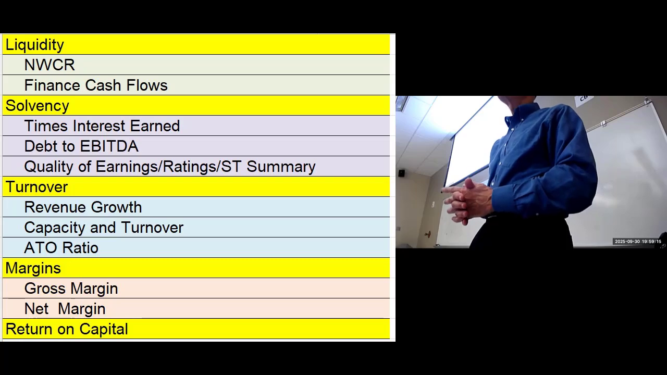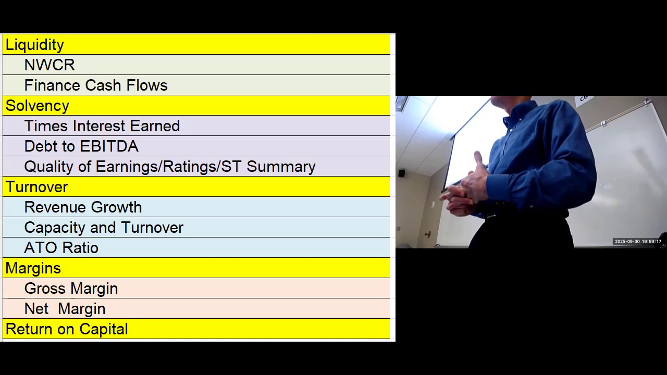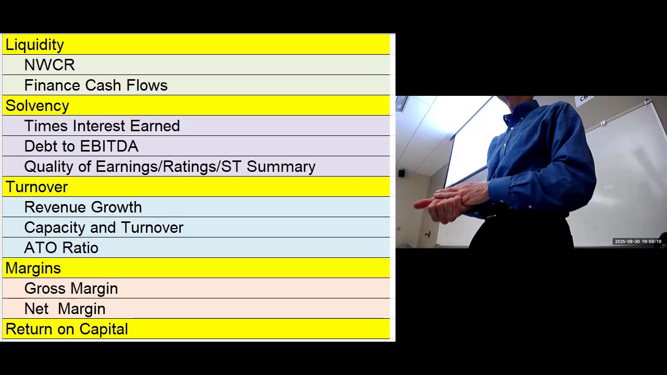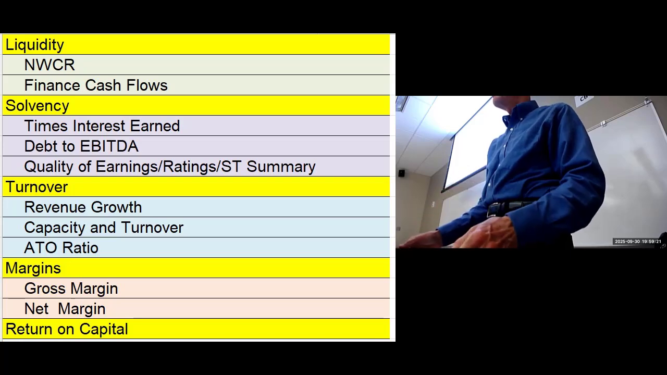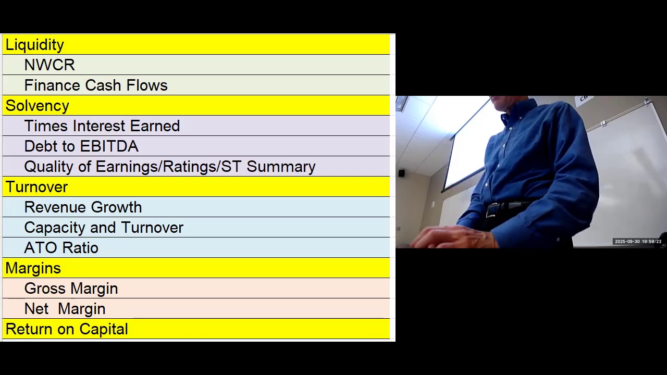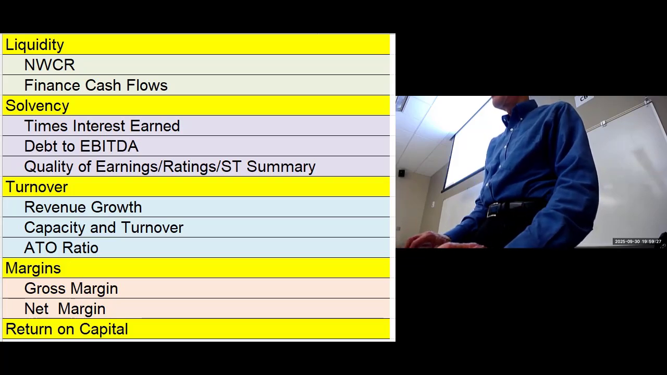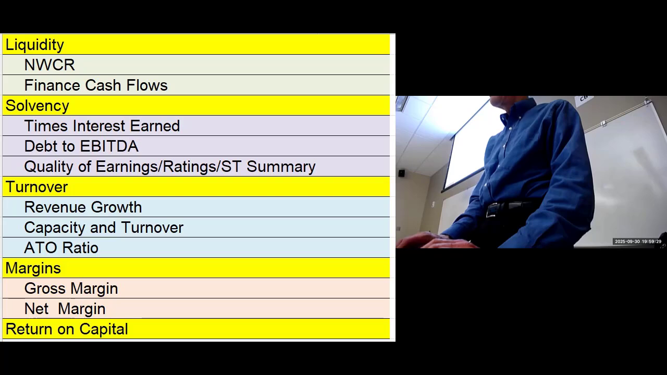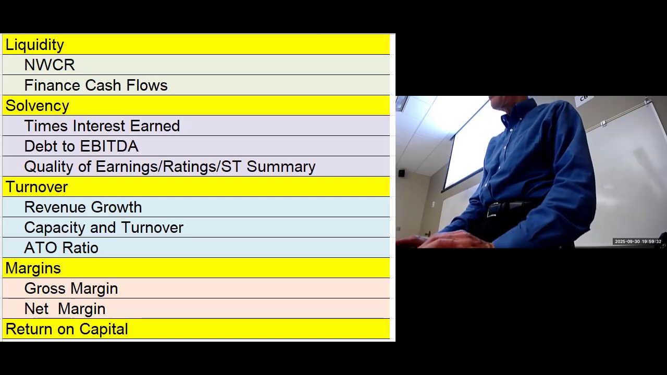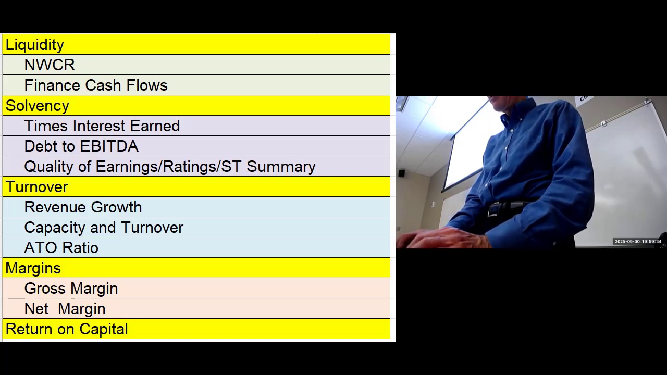So what was that in-between thing we talked about? This is actually a pretty important one. C versus T. Capacity versus turnover. Y'all remember that one?